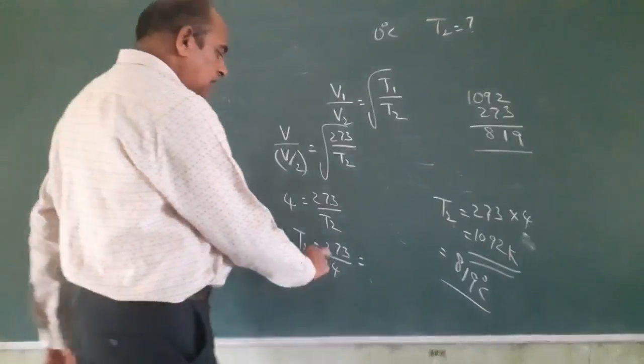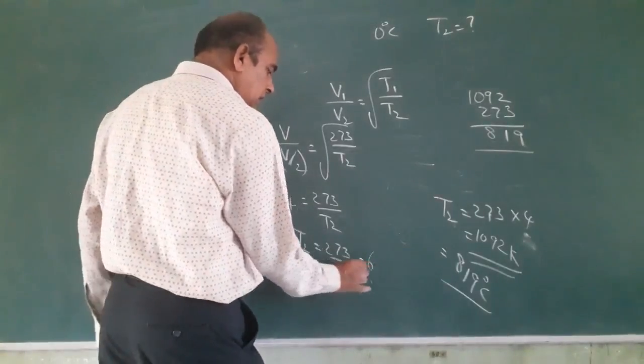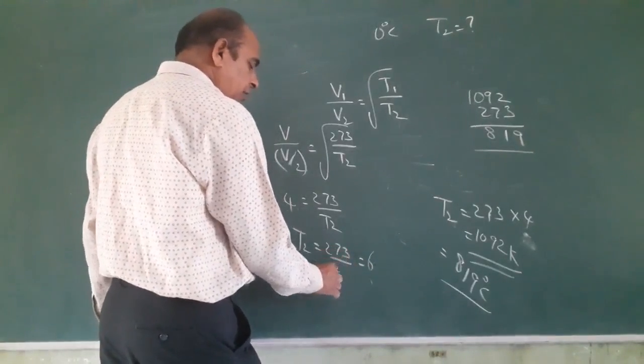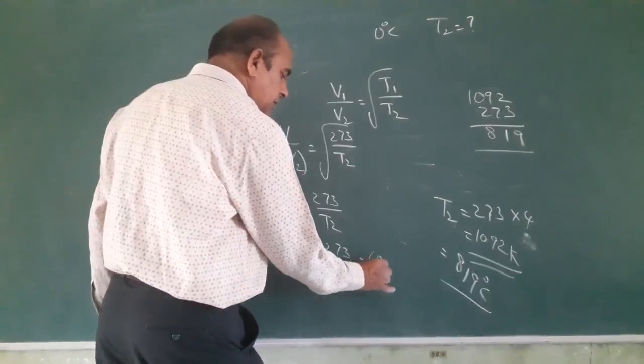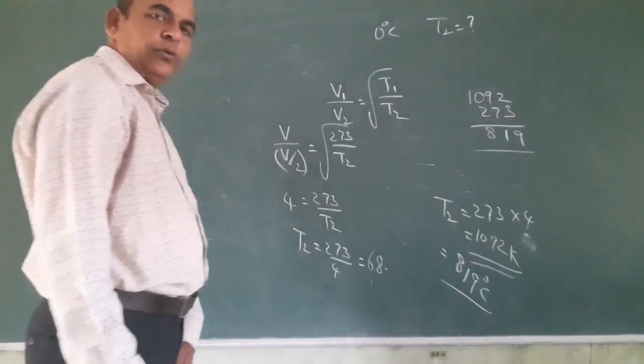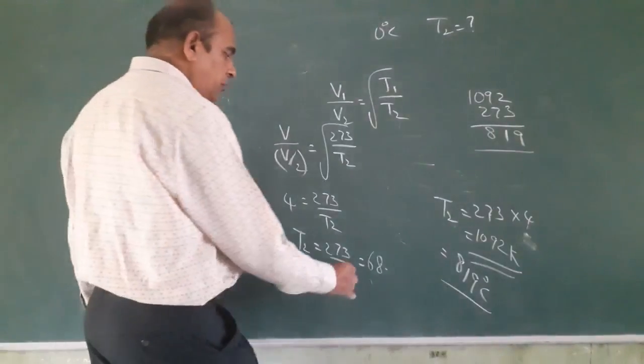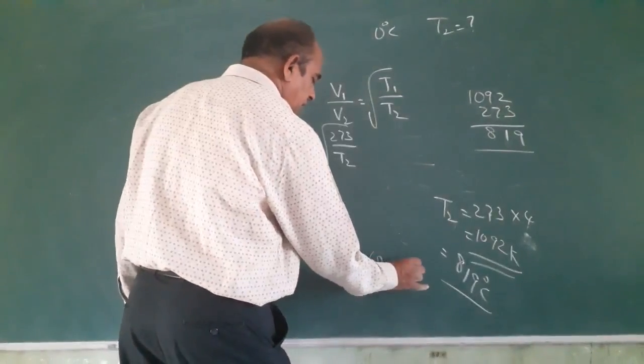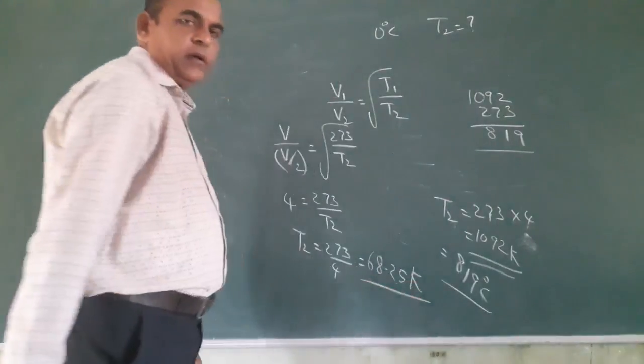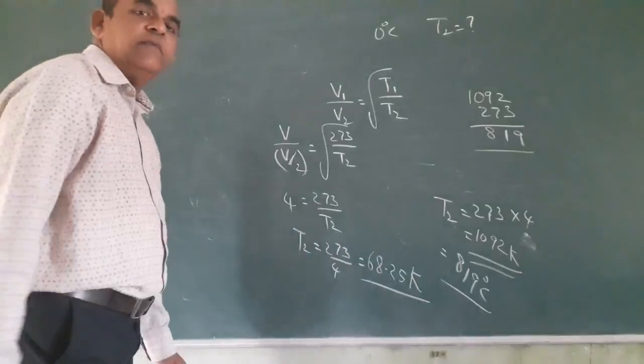4 6s are 24, 6, 33, 4 8s are 32, so 68.25 degrees Kelvin. And then what is the value on the centigrade scale?